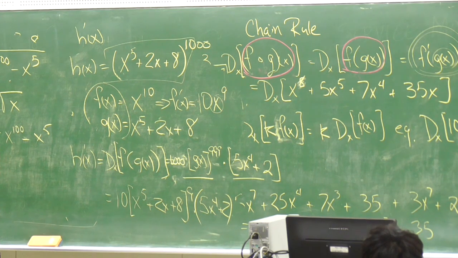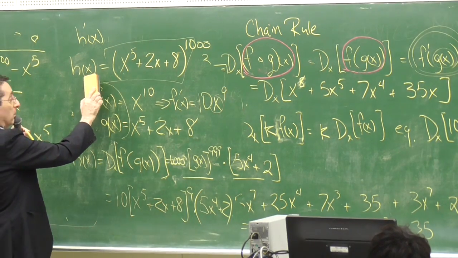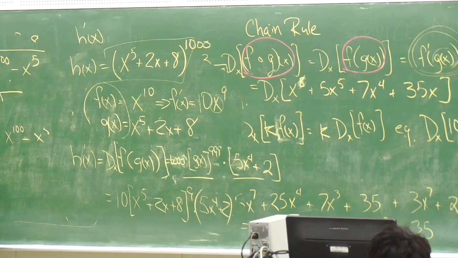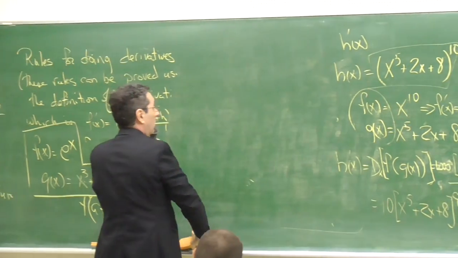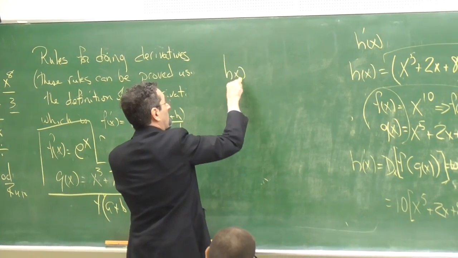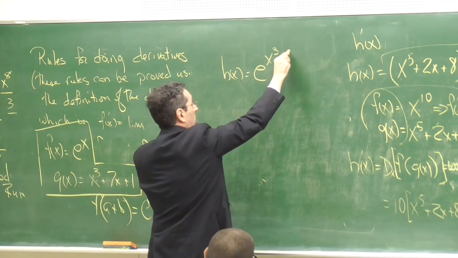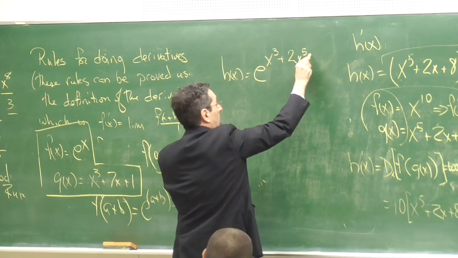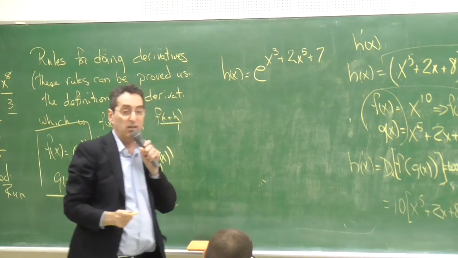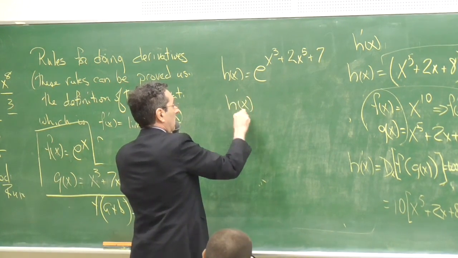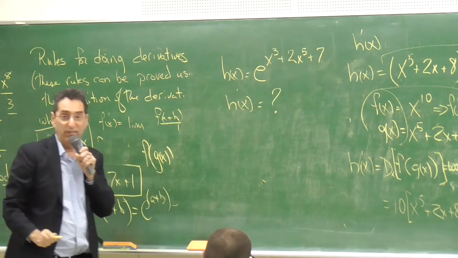Okay, so let's try one more. Well, let's try at least one more. Suppose we had a function h equal to e to the x to the 3rd plus 2x to the 5 plus 7, and we wanted to know the derivative of that. So I want to know what is the derivative of that.